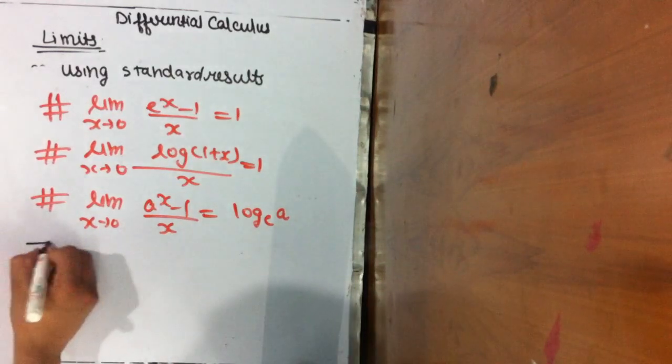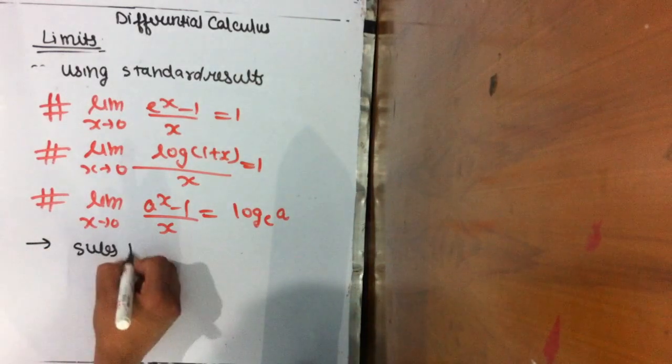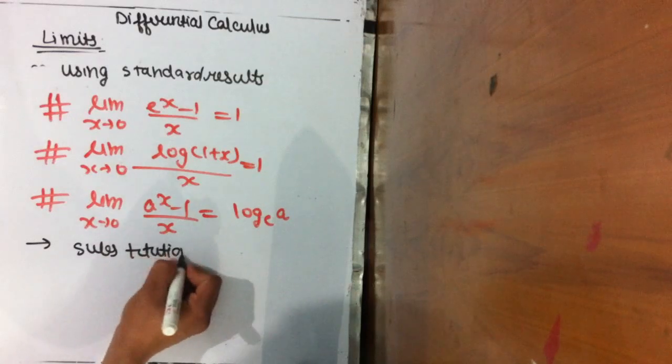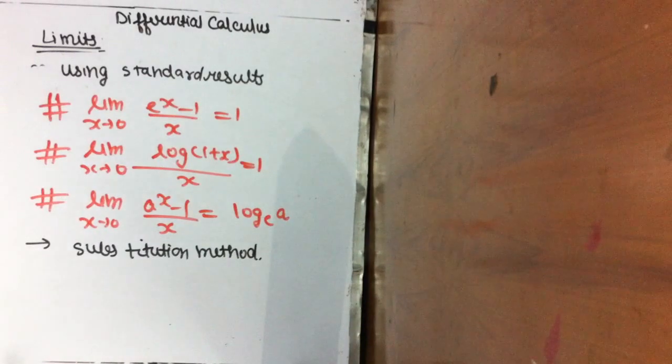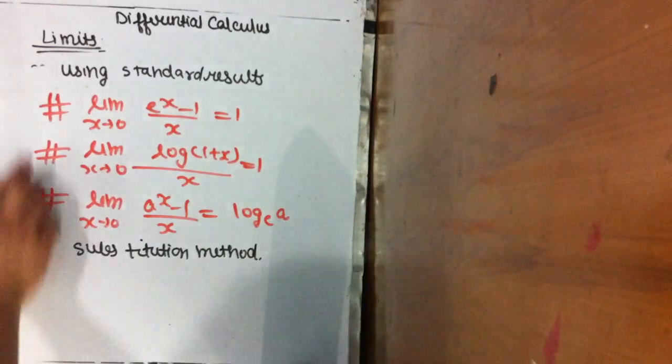And the last method of evaluating limit is the substitution method, that is by substituting the value. We'll consider each and every method in detail in the next clipping.